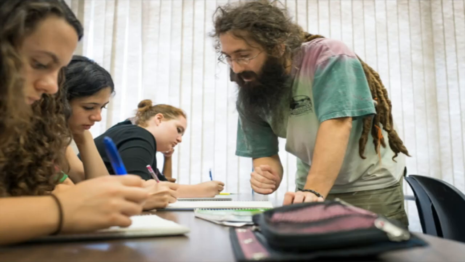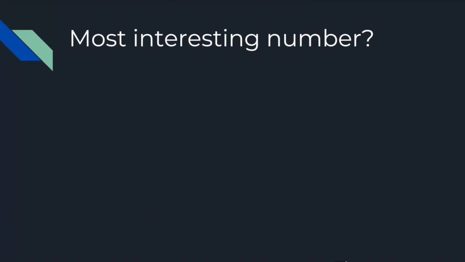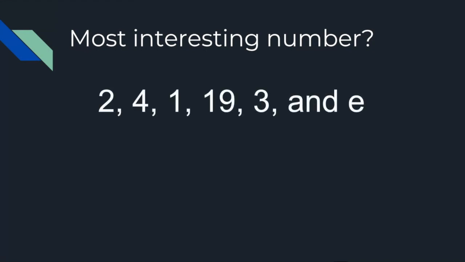Pat Dragon's math writing class is voting on the most interesting number. Several numbers have risen to the top as the most popular candidates. These numbers are 2, 4, 1, 19, 3, and e.